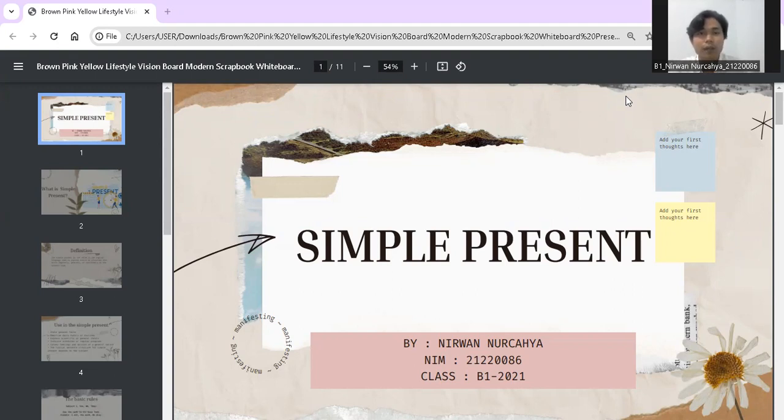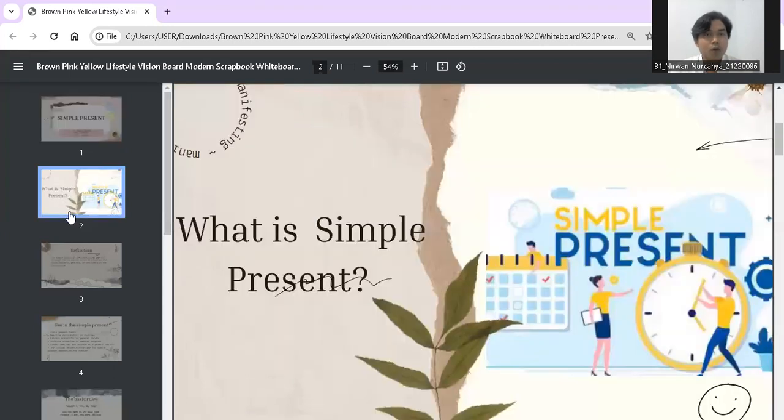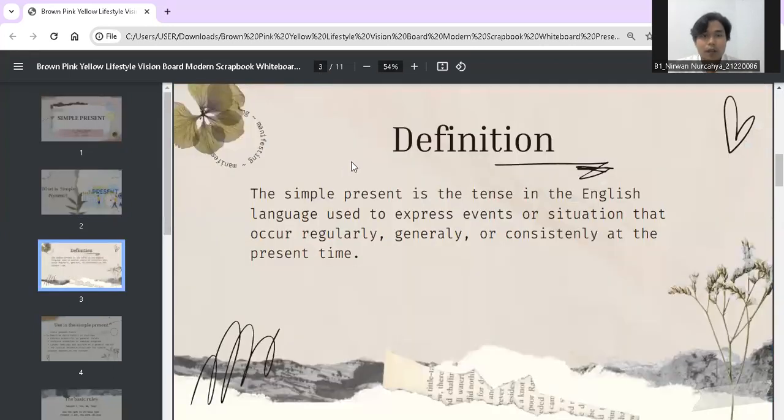Alright everyone, today in this meeting, I'm going to discuss the simple present. What is the simple present? By definition, the simple present is a tense in the English language used to express events or situations that occur regularly, generally, or consistently at the present time.